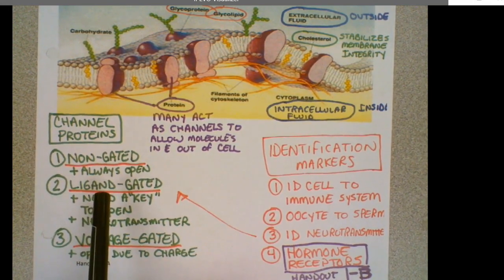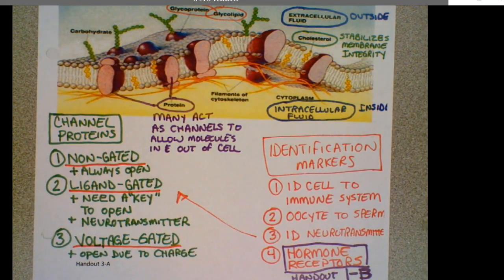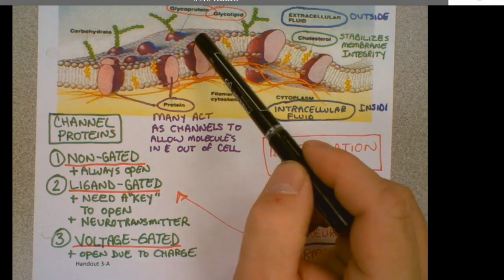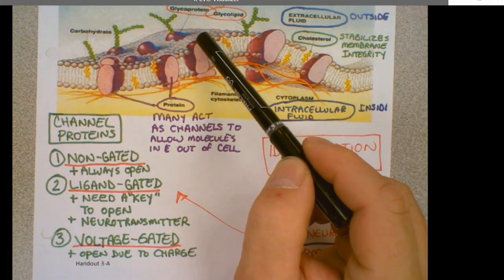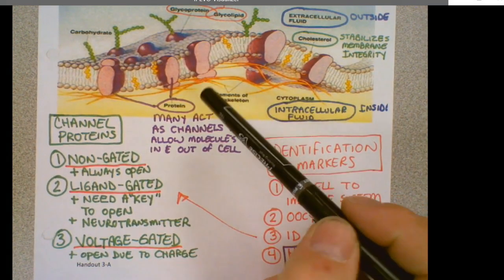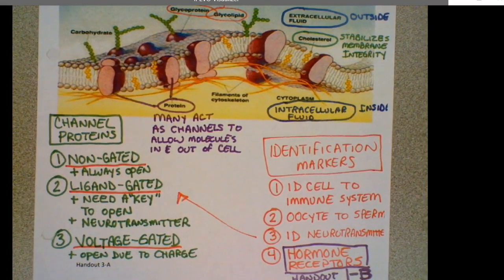These gated channels have a gate or a door. They also need a key to open the door. And the key is a chemical called a neurotransmitter. So this neurotransmitter can come on to the channel protein, lock on it, and open the door so that molecules can move through the membrane. We'll talk a lot more about neurotransmitters and ligand-gated protein channels in the next couple of chapters when we get into muscles and nerves and that kind of thing.